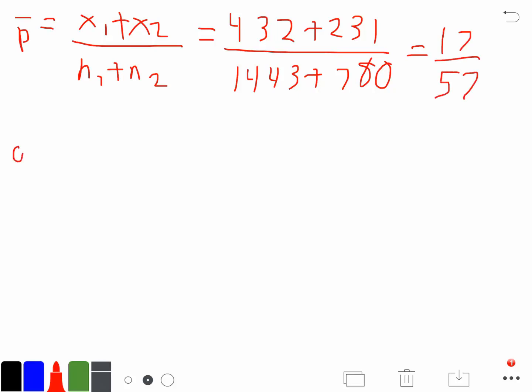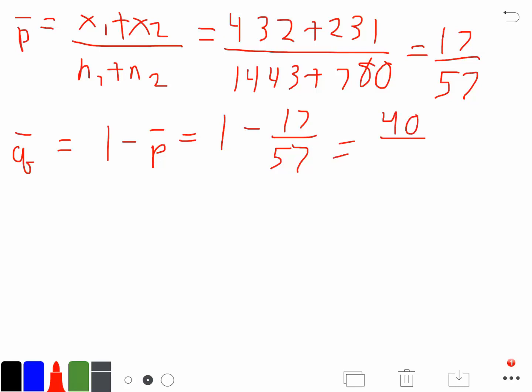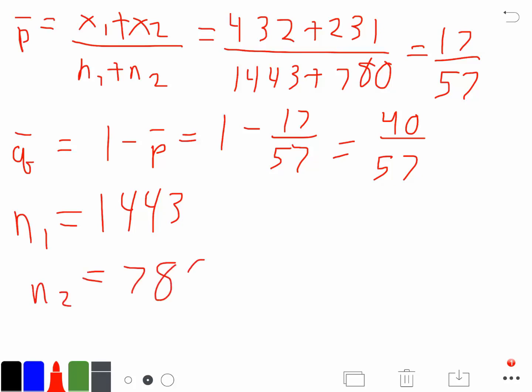Next we find Q bar, which is 1 minus P bar. So we get 1 minus 17 over 57, which is 40 over 57. Next would be N sub 1, which is 1,443, and N sub 2, which is 780. Now that we have these numbers, let's go to the next page and plug them into our formula.